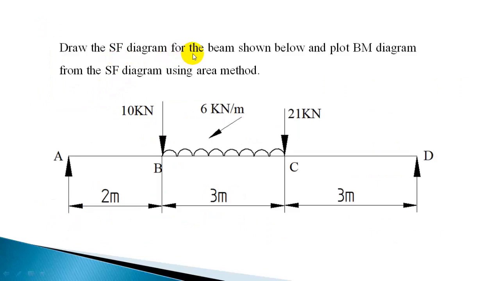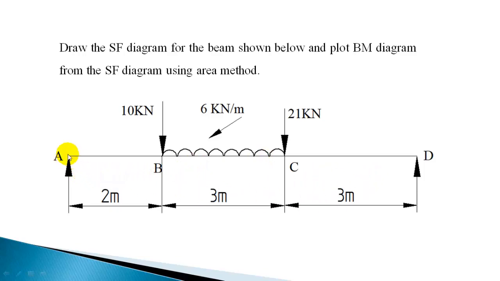Draw the shear force diagram for the beam shown below and plot the bending moment diagram from the shear force diagram using the area method. So in this case, the UDL is also acting on the beam: 2 point loads and 1 UDL. Now let us calculate the reactions at the supports.